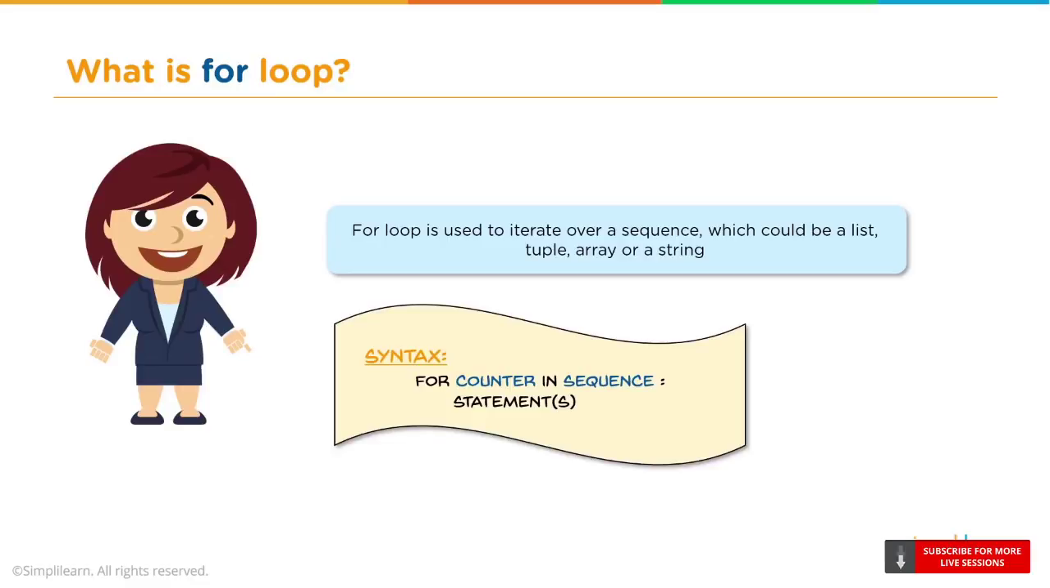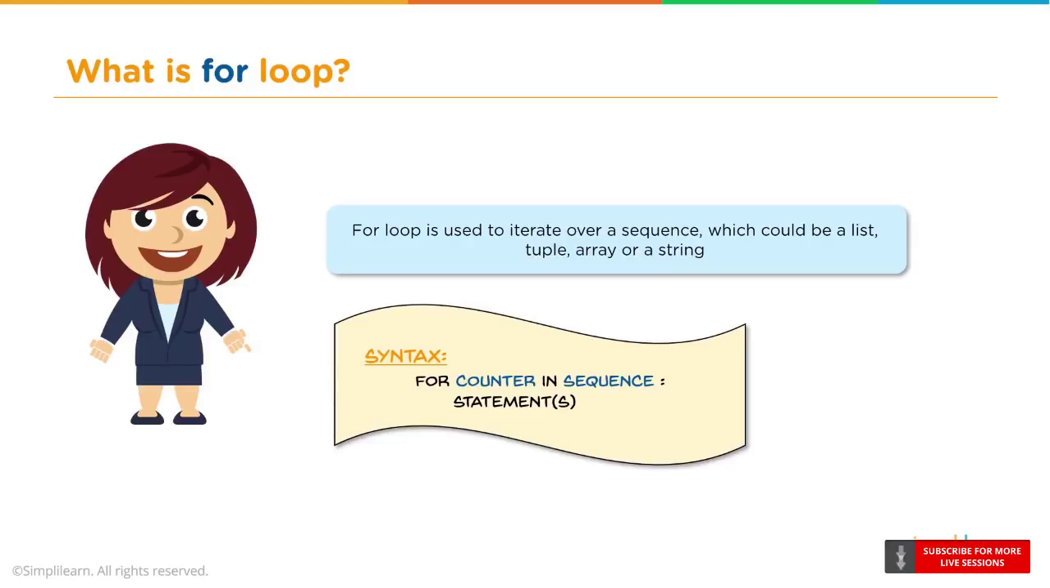So first you have the keyword for followed by counter. Counter is just a variable which keeps track of the position of the element that you're accessing right now. And then you have the keyword in followed by sequence. Now sequence is basically the name of your list, your tuple, array, string, or even a range of integers. And then it's followed by a colon. And in the very next line, you can put down your statements which come within the for loop.